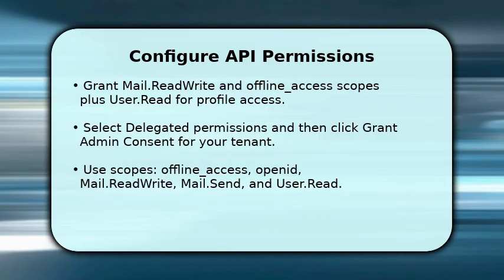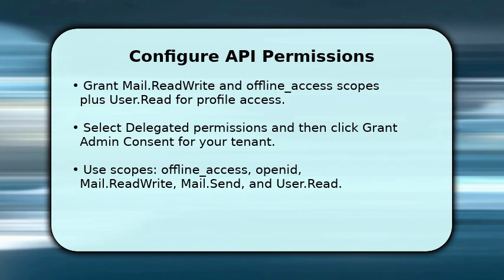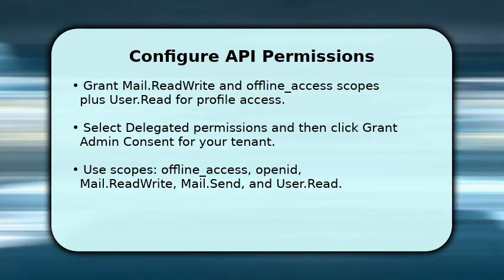After adding permissions, click Grant Admin Consent for your tenant to avoid repeated consents. Confirm that the permission status shows granted for your organization in the Azure portal. These steps ensure N8n can read, send, and manage mail using the Microsoft Graph API.